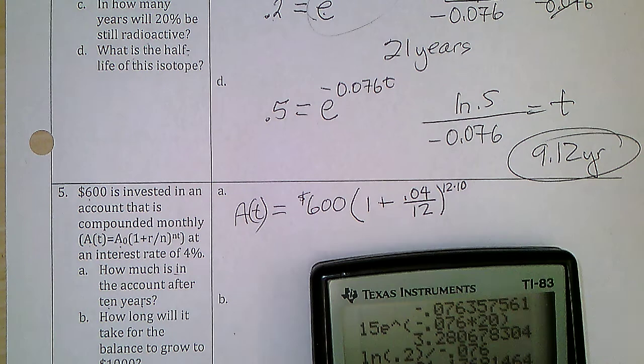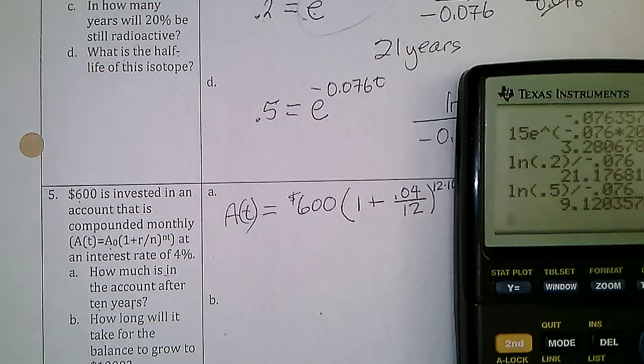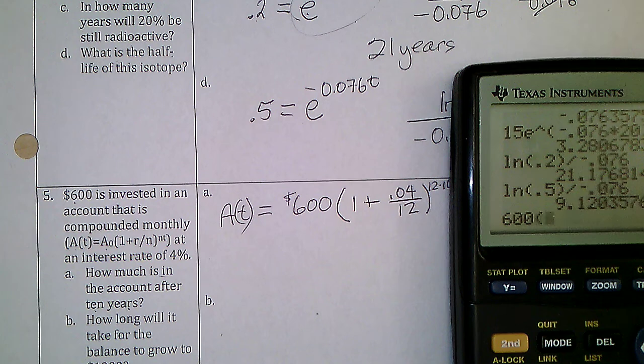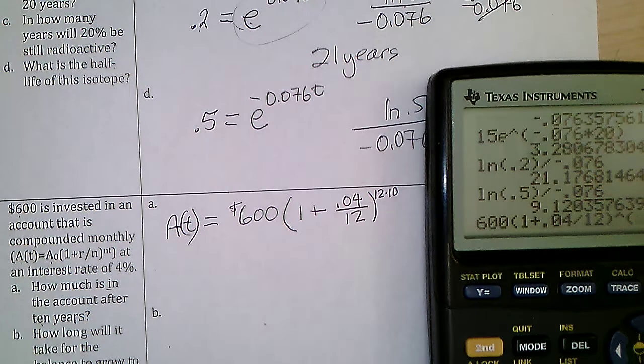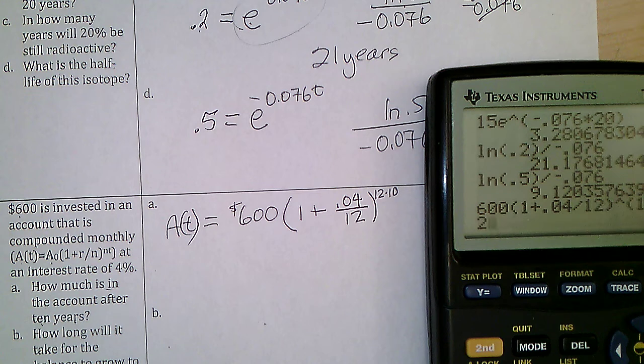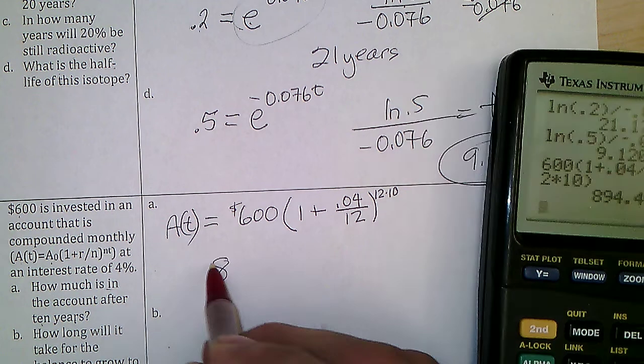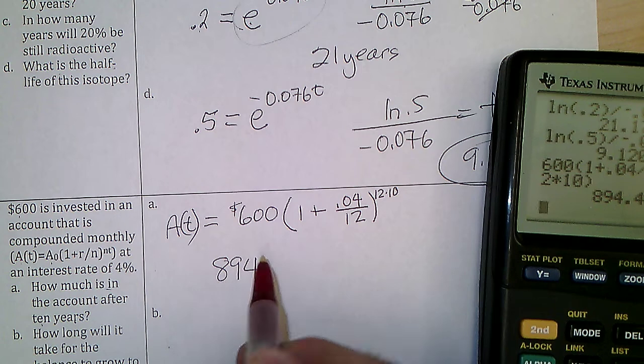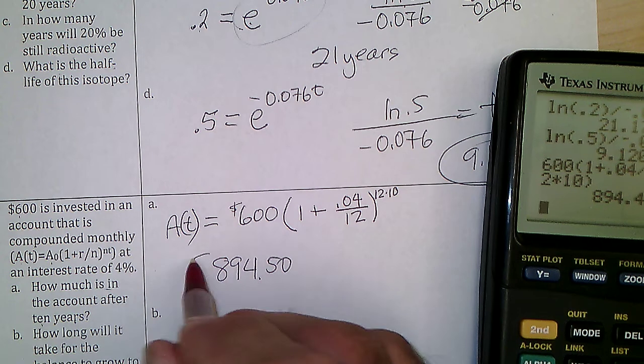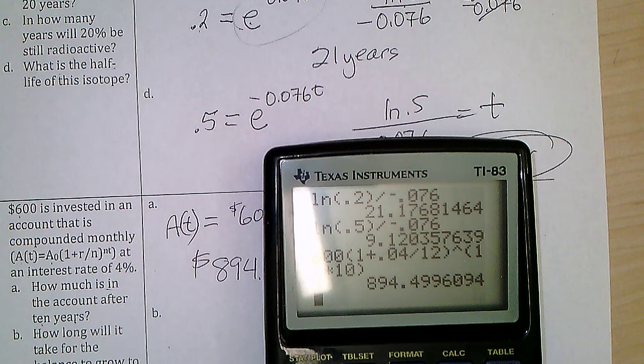So I just have to type that in. That's 600 parenthesis 1 plus 0.04 divided by 12, close parenthesis, to the open parenthesis. Now it's really important to put parentheses on the power here. 12 times 10, close parenthesis, and I would have $894.50, rounding it off correctly.